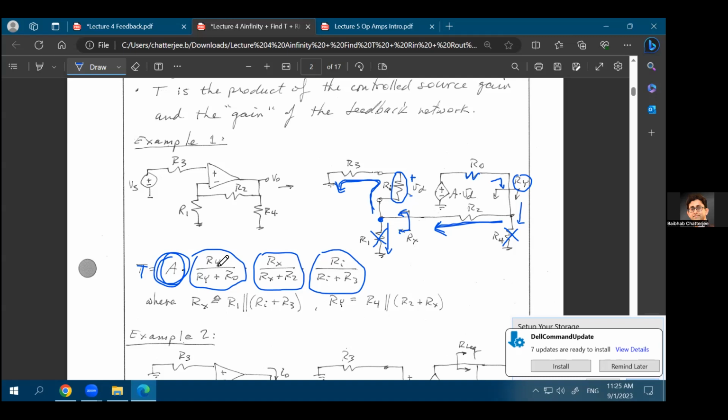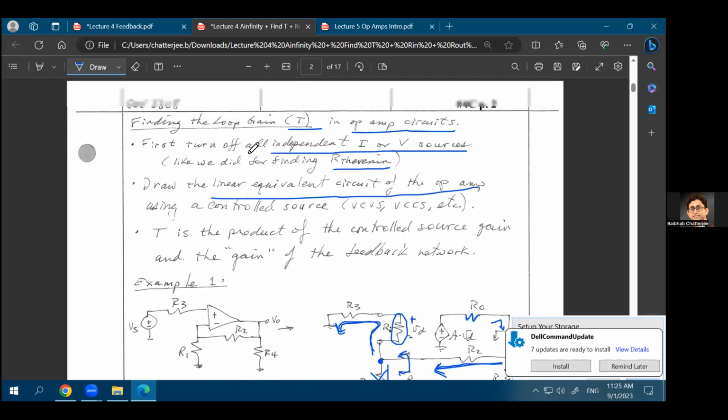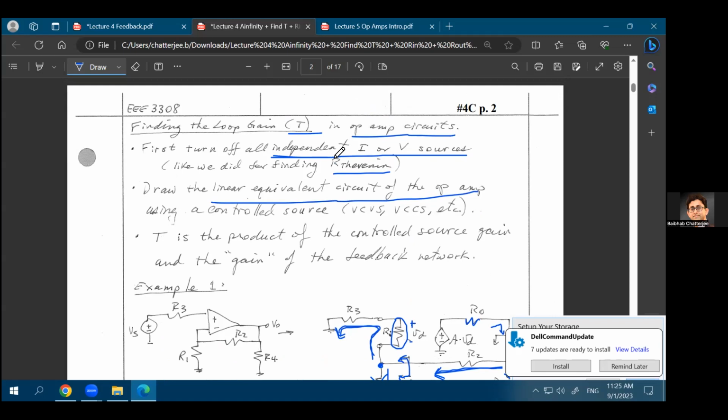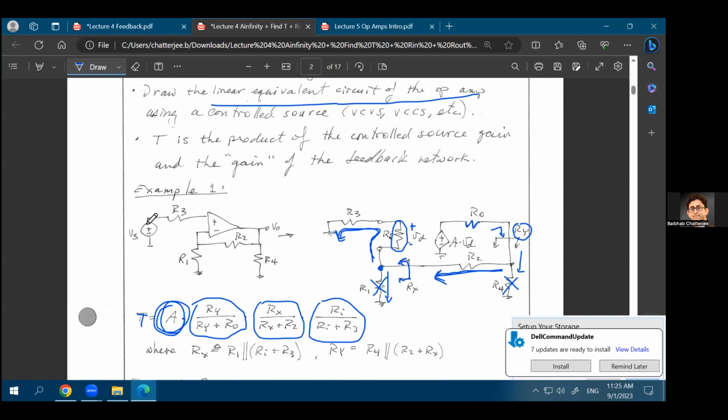How did we find out the loop gain? Yes, question. Exactly, very good question. Look at the first point: turn off all the independent voltage or current sources. Remove all the independent voltage or current sources. You had this voltage source at the input. You are connecting it to ground, you are shorting it, because while trying to find out the loop gain, you don't have to consider the effect of that input voltage anymore. The loop gain is independent of the input voltage, so why would you even consider it? Right? Next question.